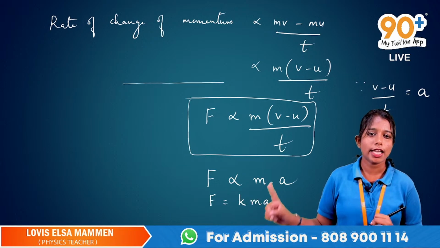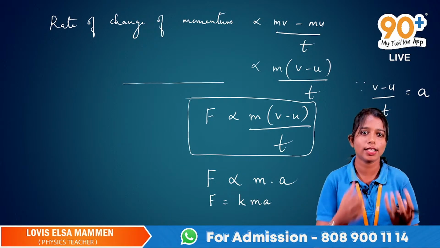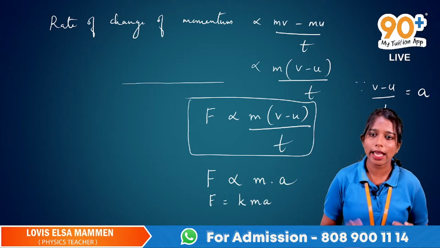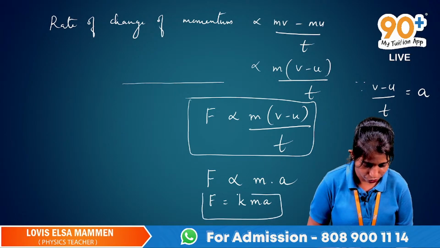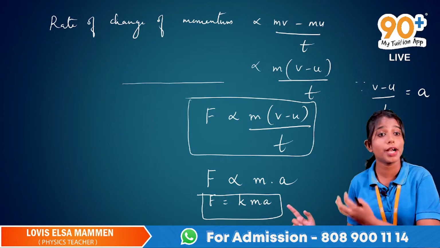പ്രൊപ്പോർഷണാലിറ്റിയിൽ നിന്ന് equal to sign ആക്കുമ്പോൾ you need to multiply it with a constant. അവിടെ ഒരു കോൺസ്റ്റന്റ് ഉണ്ടെന്ന് അർത്ഥം. Okay, so that is k into m into a. So this is the equation for force. Force-ന് നമ്മൾ ഒരു equation കണ്ടുപിടിക്കുമായിരുന്നു.